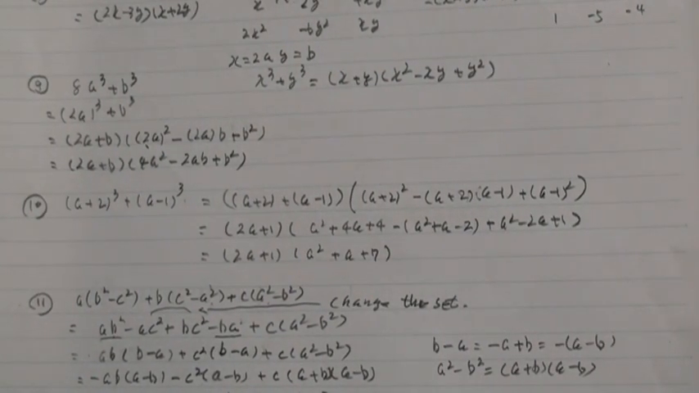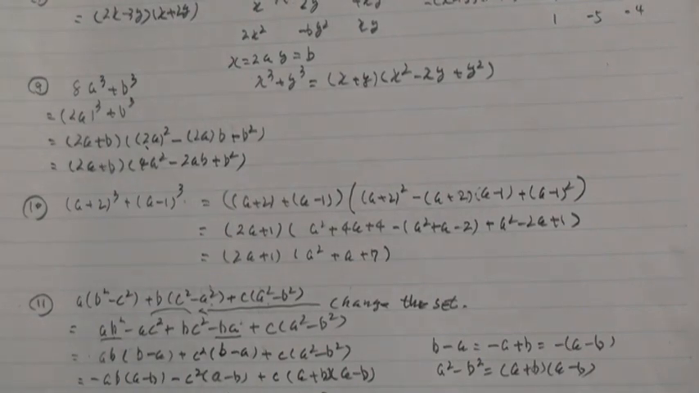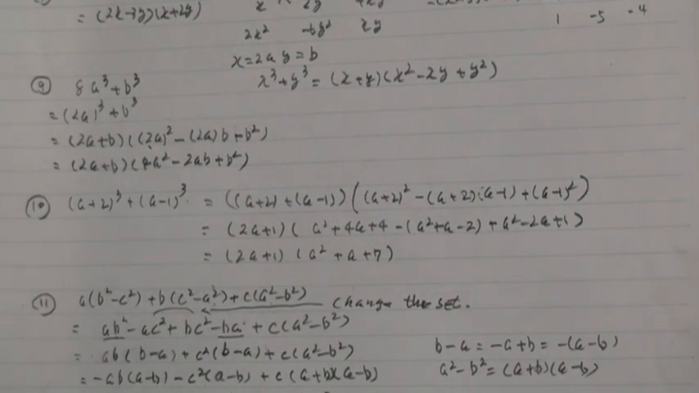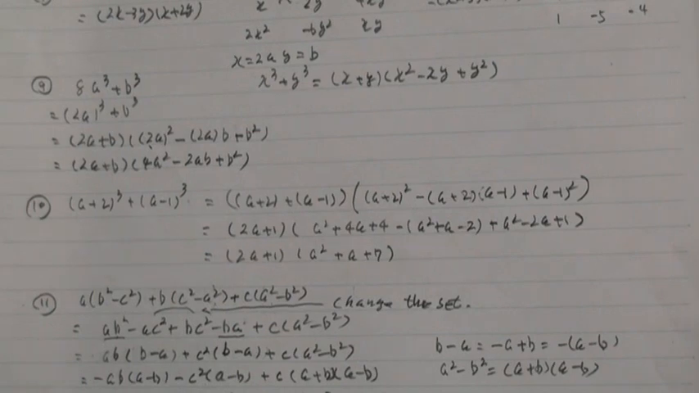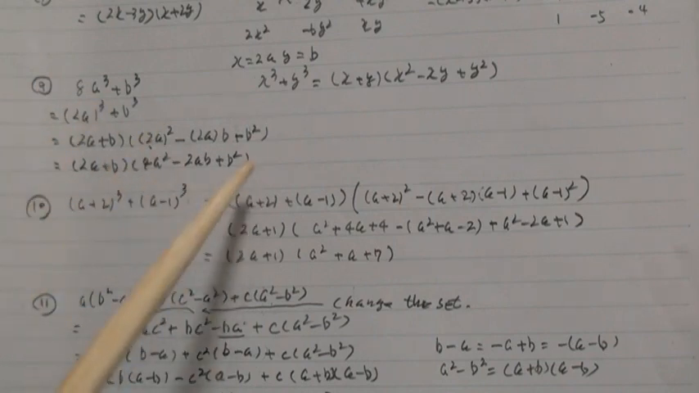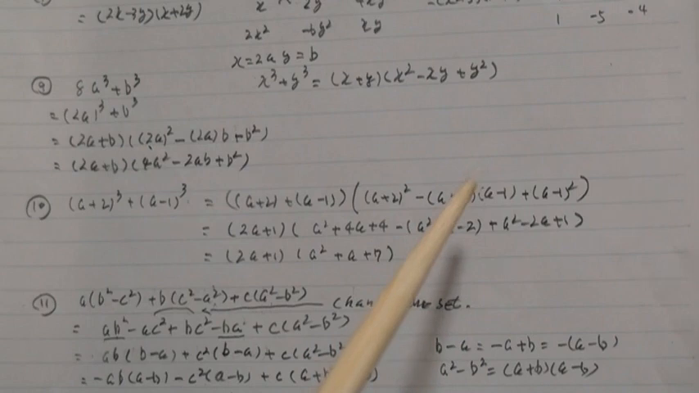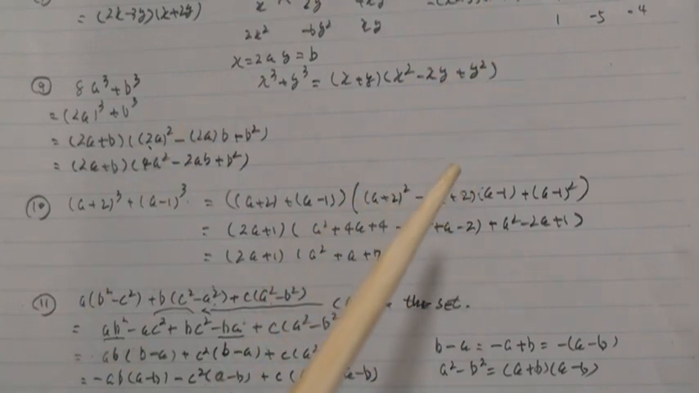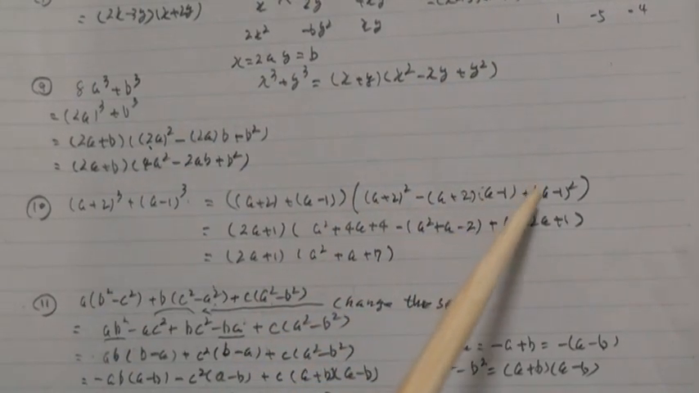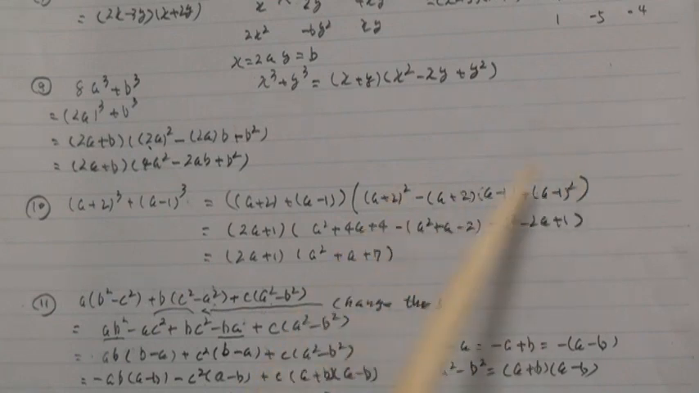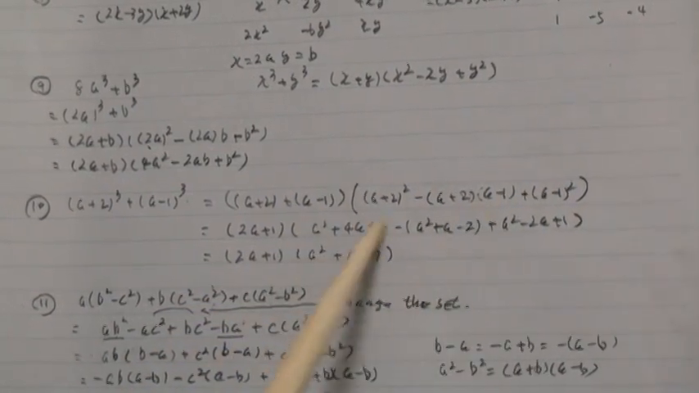And take 10, (a + 2)³ + (a − 1)³ equals, and this is (x + y)(x² − xy + y²). Okay, and calculate, and this is answer.